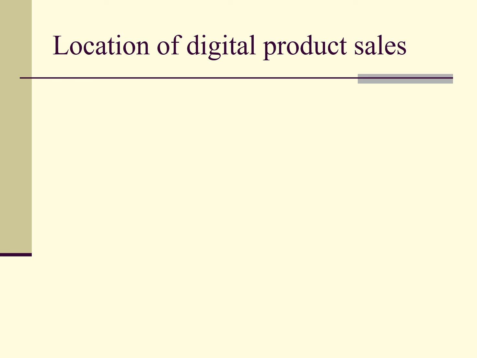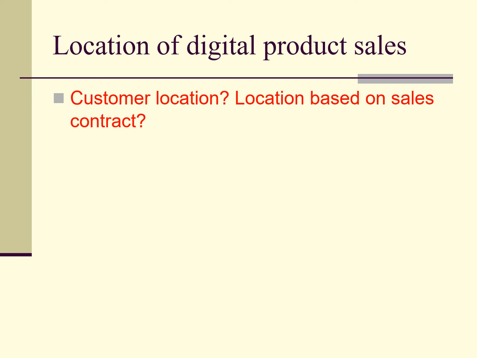A unique problem exists for digital product sellers that are subject to tax on sales to customers in the United States. This problem has to do with identifying the location of digital product sales. According to the analysis in the text at 11b.045, the location of a digital product sale may be the location where the customer takes delivery of the product, usually the customer's computer, or it may be a location that is determined based on the sales contract.